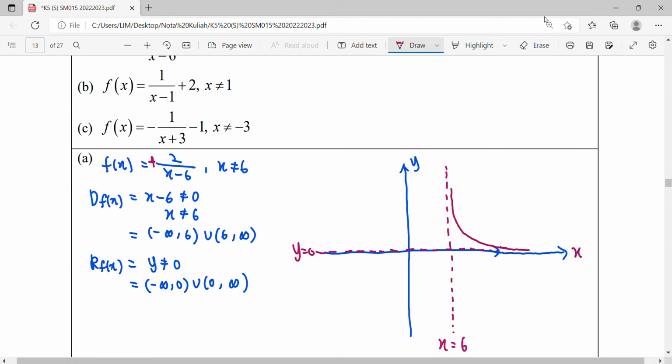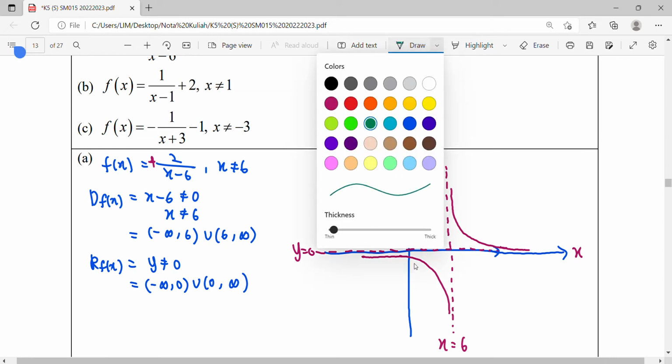So x-axis. So another graph will be at quadrant 3. So go flat, go parallel with the asymptote, then only we curve. It's not L-shape, yeah, it's a curve. So the end of the graph needs to be close to the asymptote. Then we notice that we have an intersection here.